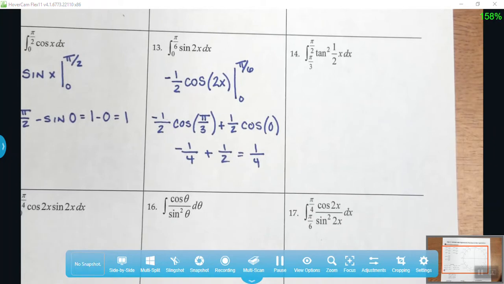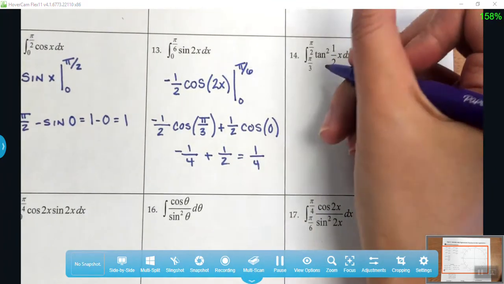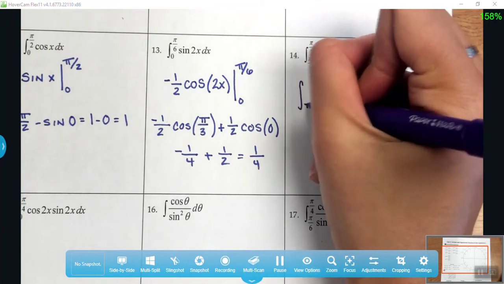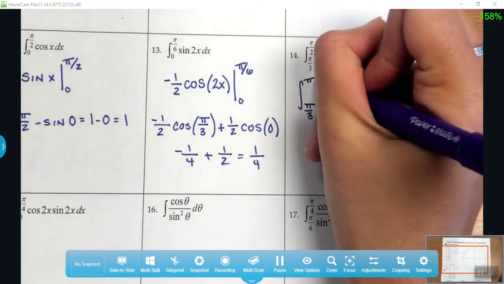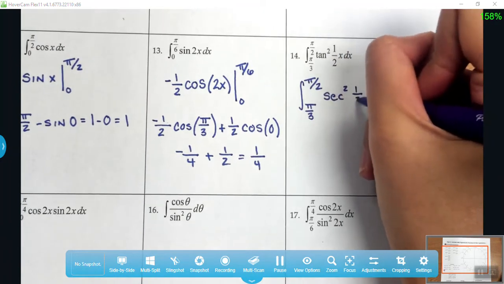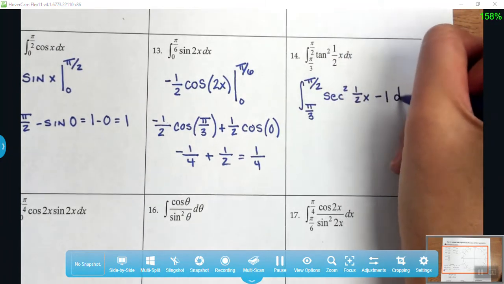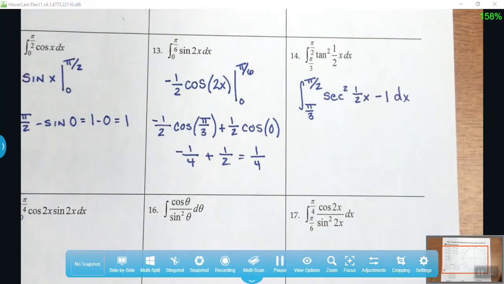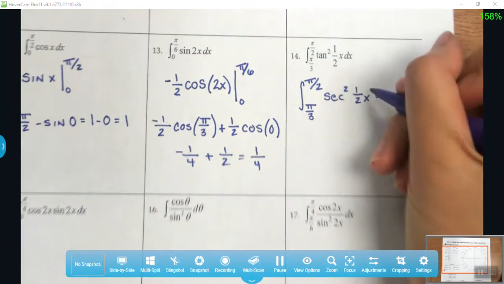Yes. You can do a Pythagorean identity. Tangent squared is equal to secant squared minus 1, right? Yeah. So secant squared of 1/2 x minus 1.